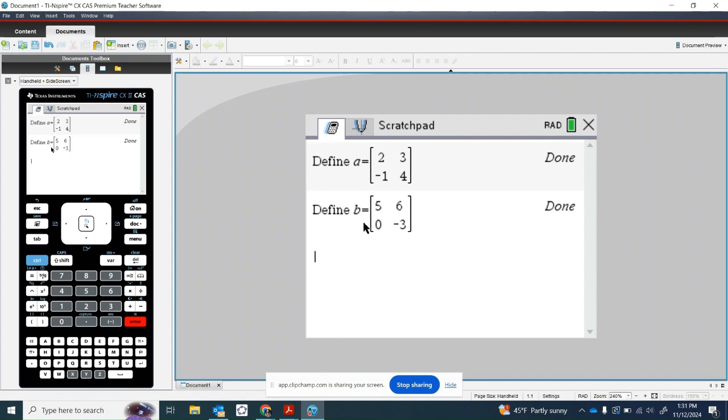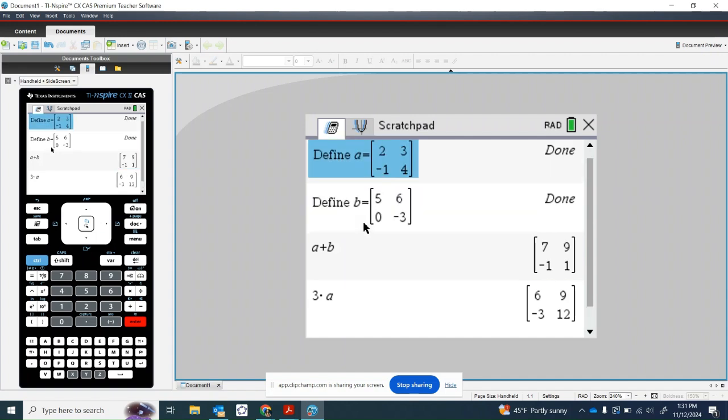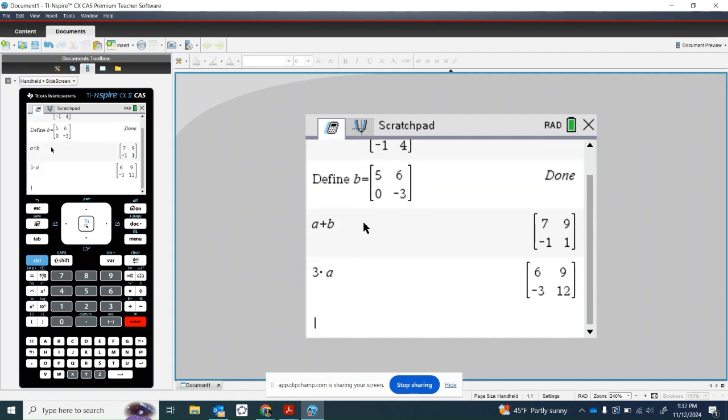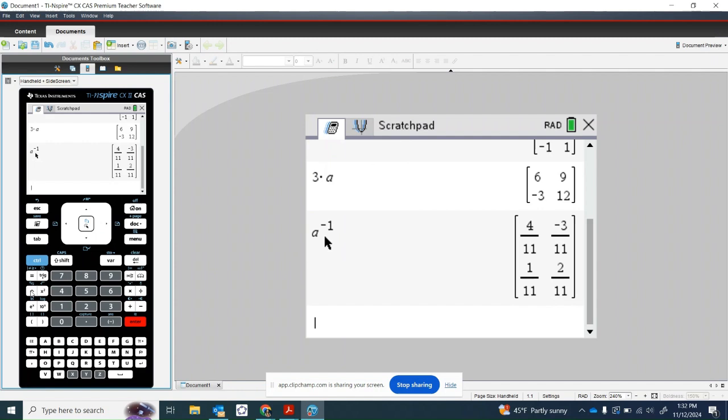All right, so then I could actually do operations. So A plus B, matrix addition. I could do scalar multiplication. So 3 times A. It's going to multiply everything in matrix A by 3. I could do the inverse. So A's inverse. If I go power -1, that is the inverse.